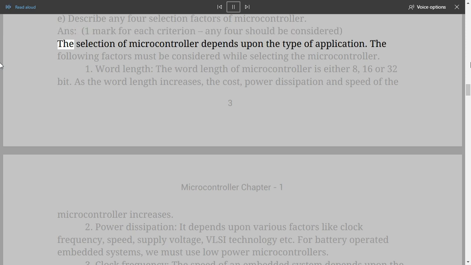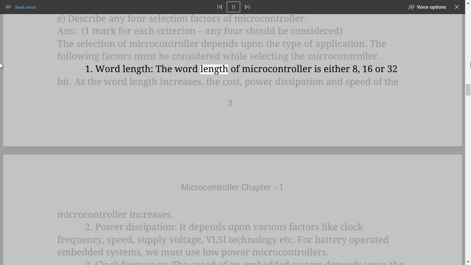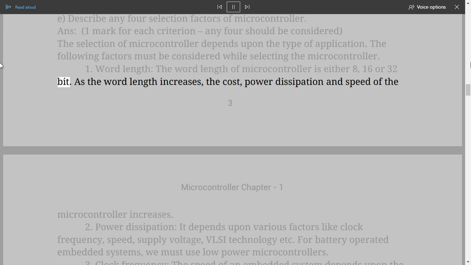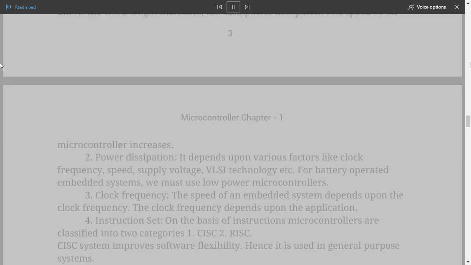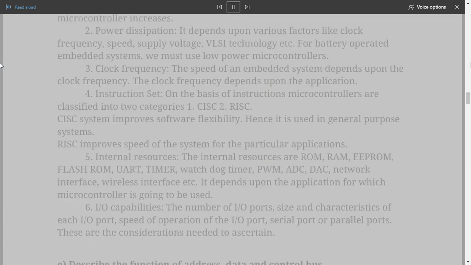The selection of microcontroller depends upon the type of application. The following factors must be considered while selecting the microcontroller. 1. Word length. The word length of a microcontroller is either 8, 16, or 32-bit. As the word length increases, the cost, power dissipation, and speed of the microcontroller increase.